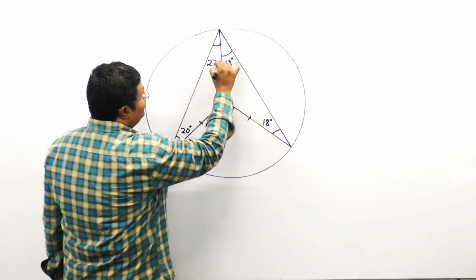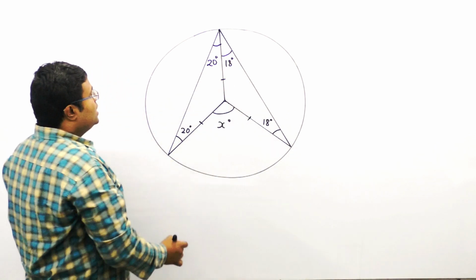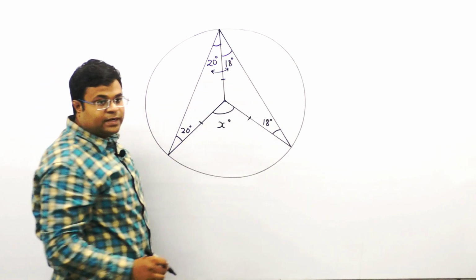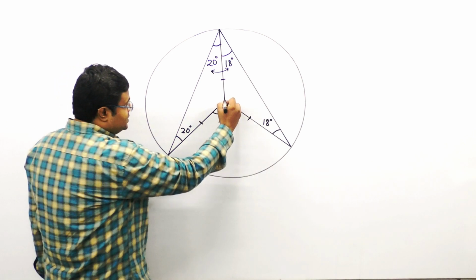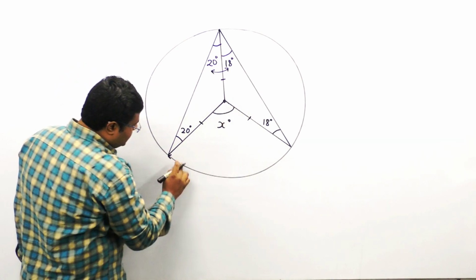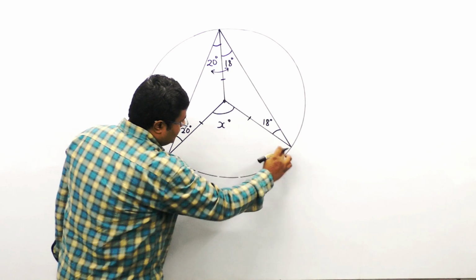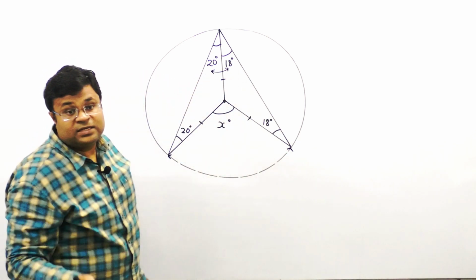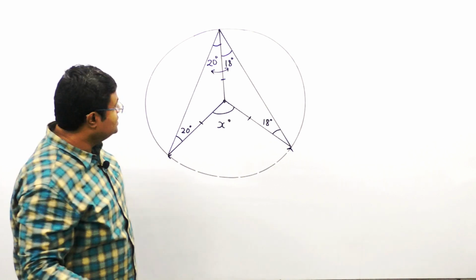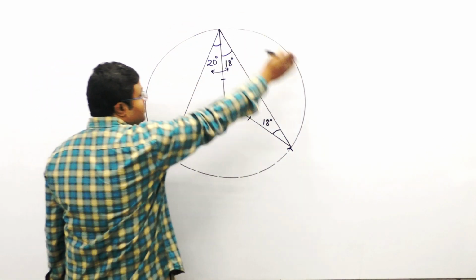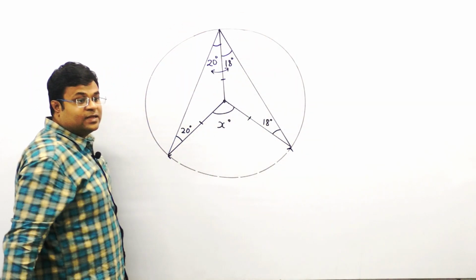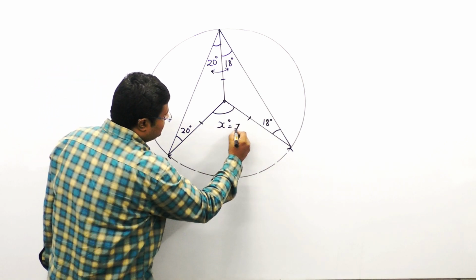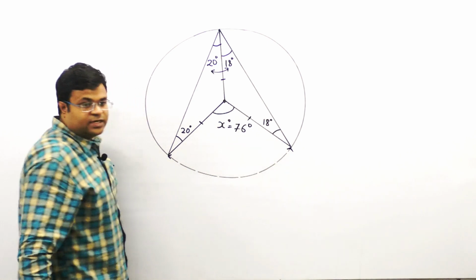This angle will be 20 degrees. Now what's the sum of both the angles here? 38. So this arc, if you can see, is subtending 38 degrees at the circumference, at the remaining part of the circumference. What angle? 38. So what will it subtend at the center? 76 degrees. Alright.